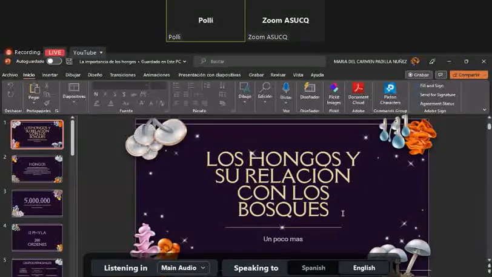Anyways, today I will give a talk about a very nice topic, which is fungi, which I love very much. So this is the topic today: fungi and their relationship with the forests and a bit more. And why a bit more?